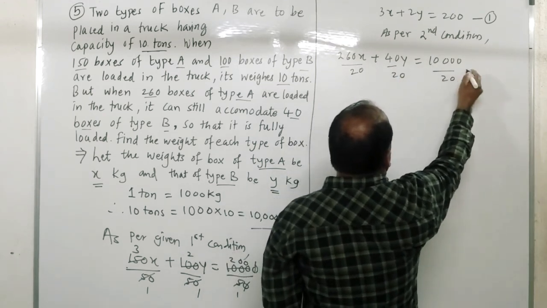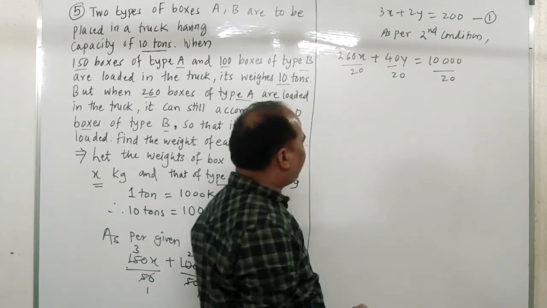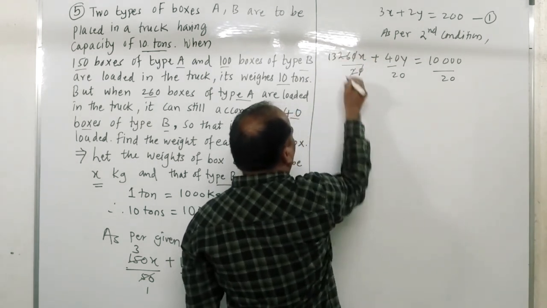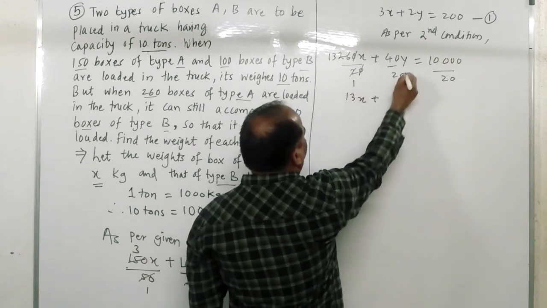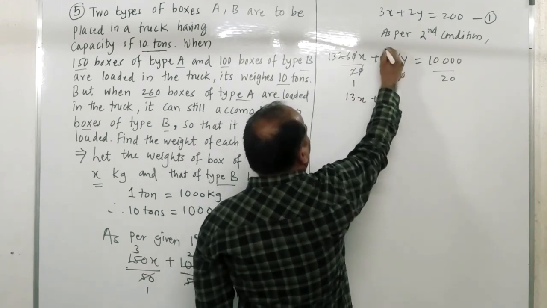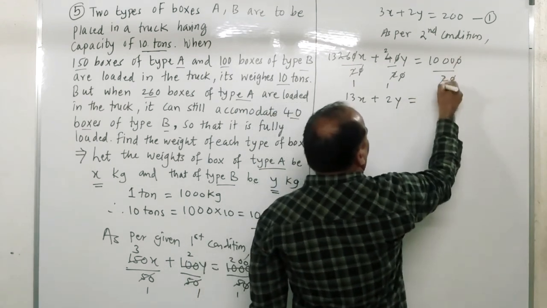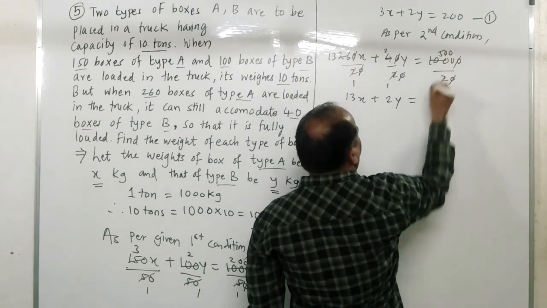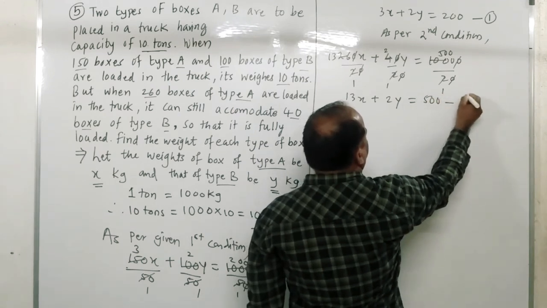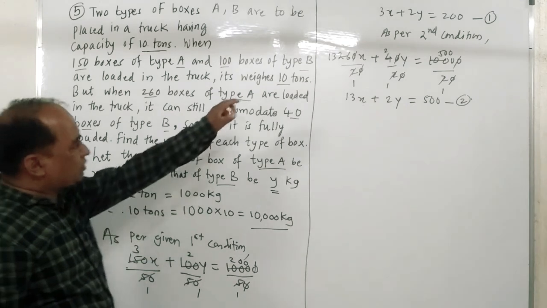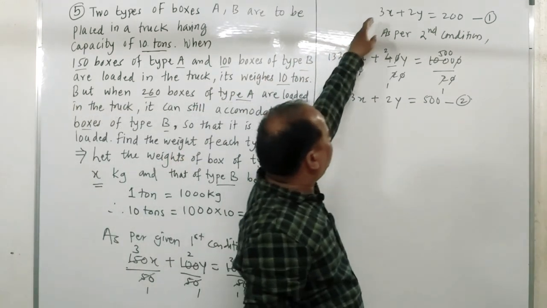Divide the equation by 20. So the zeros cancel. We get 13x plus 2y is equal to 500. This is equation number 2. Now take these two equations together, equation 1 and equation 2.